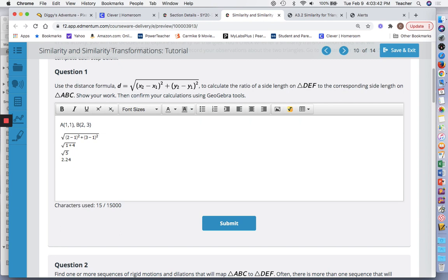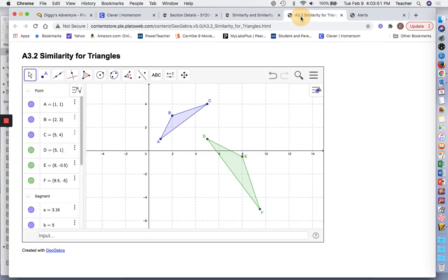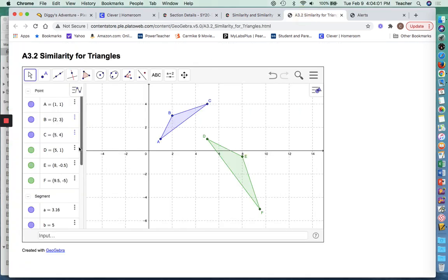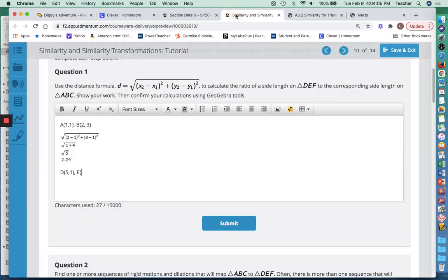Now I need to find what's in the same position as AB. If AB are my first 2 letters, then DE are going to match up to it. They're also my first 2 letters. So I'm going to come over here to D, which is 5, 1. And E, looks like it was a decimal. 8, negative 0.5.